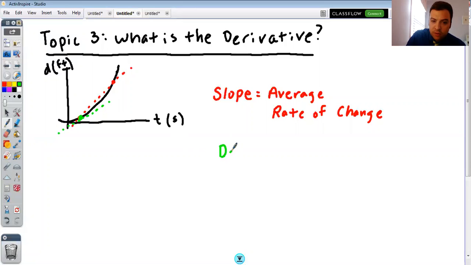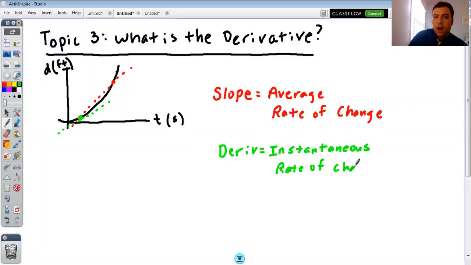So when we think of derivative, we're still thinking of slope, but now instead of average rate of change, we're going to focus on instantaneous rate of change. So how fast is he going at that one moment in time? And you can imagine the power of this, the applications of this are huge. These are critical.